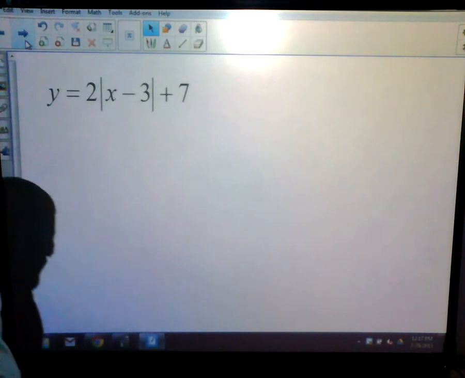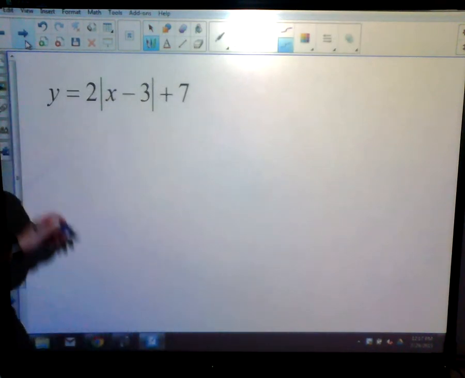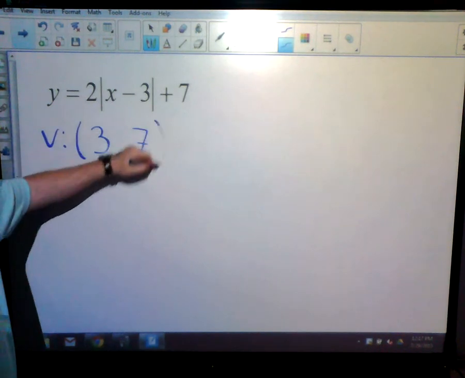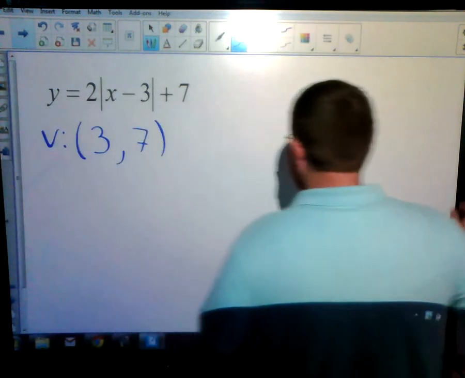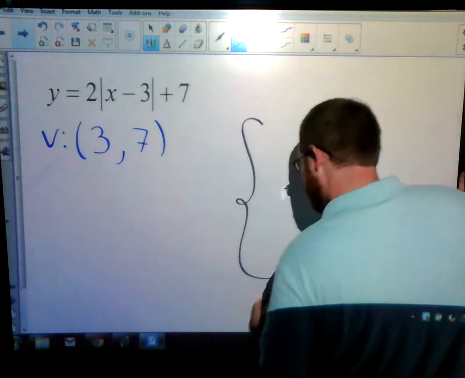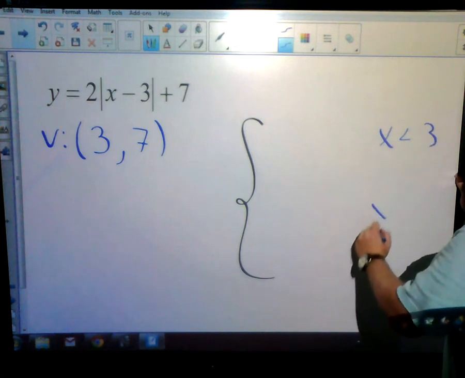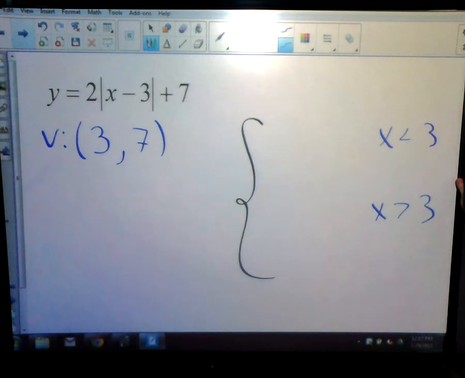So let's write this as a piecewise function. The first thing is I need to know what the vertex is. In this case, the vertex is 3, 7. So when I go to write my piecewise function, I'm splitting at 3. Now one of those has to be equal. Doesn't matter which one, whatever makes you happy.